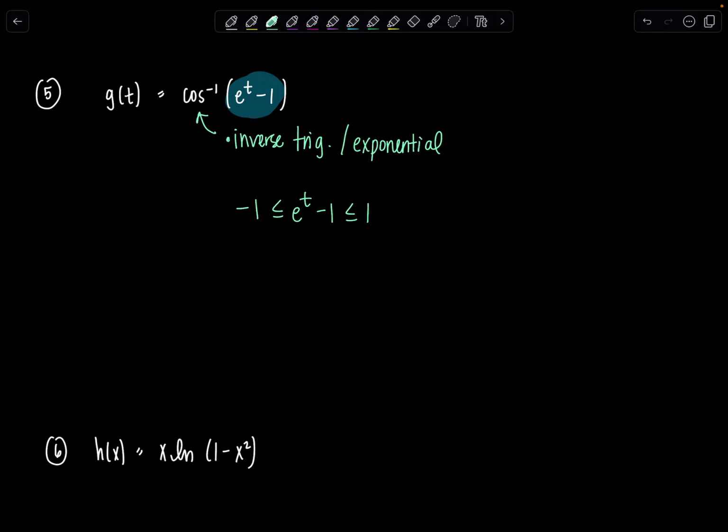Let me try to solve for t. So adding 1 throughout the inequality, I'll get 0 is less than or equal to e to the t is less than or equal to 2.